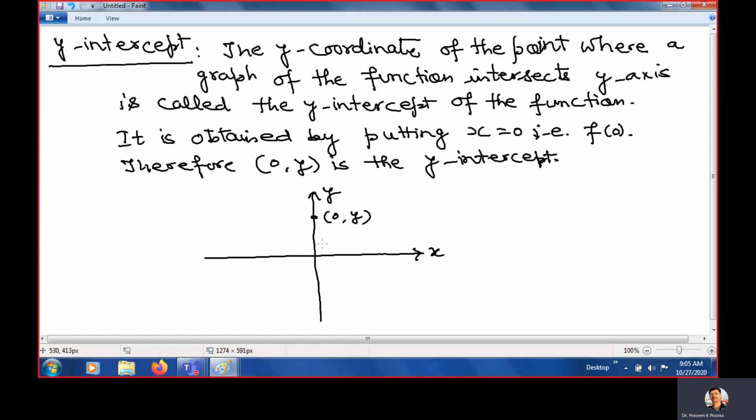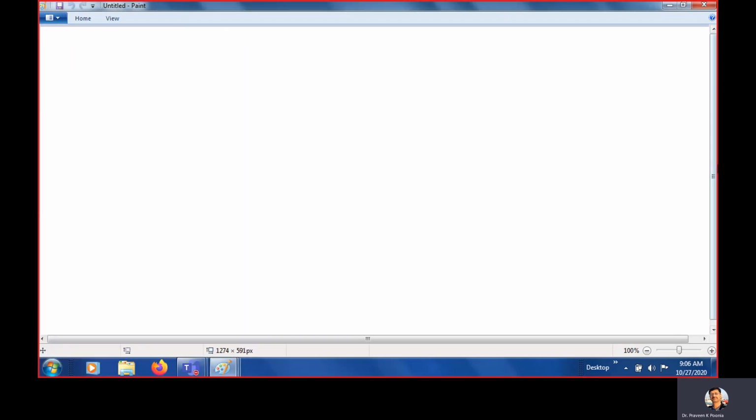And one more thing I want to tell you, we always have only one y-intercept. We may have many x-intercepts, but the y-intercept will only be one. And how to get the y-intercept? Please remember this. The y-intercept is obtained by putting x equal to 0, that is, f(0) we need to evaluate. Clear? So first we'll start studying linear functions, then we will evaluate the x-intercept and y-intercept.